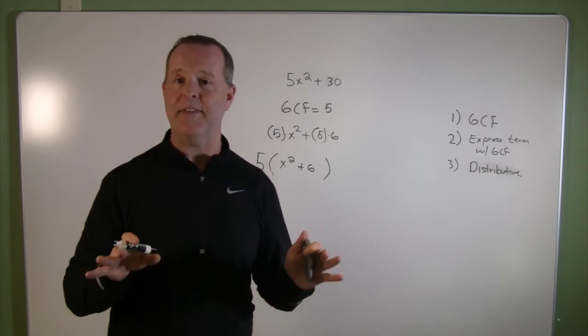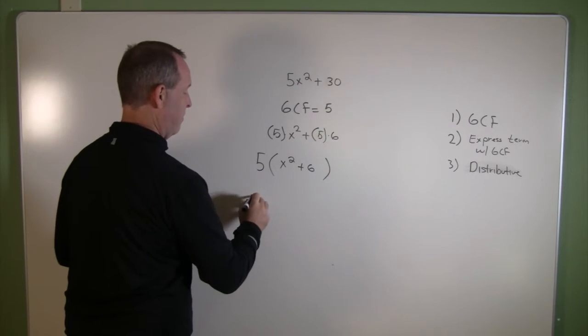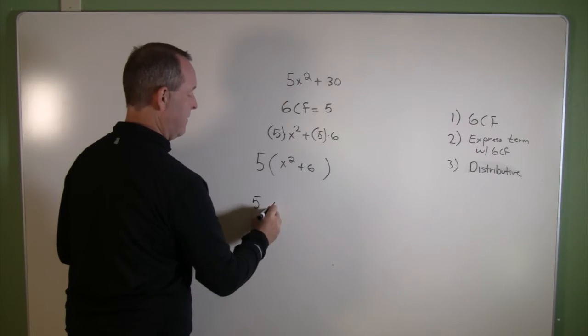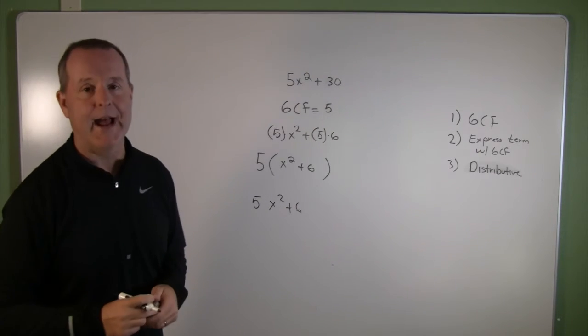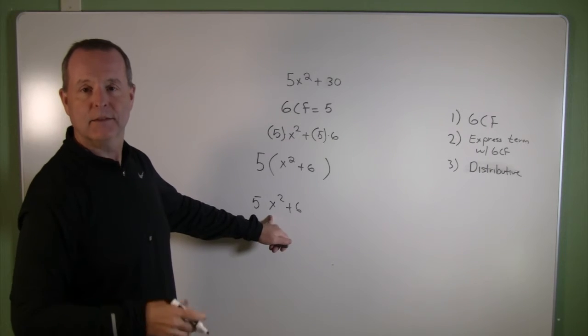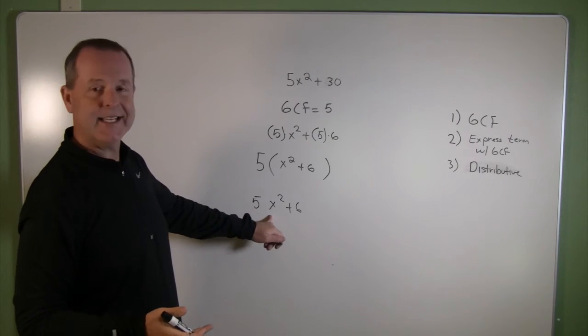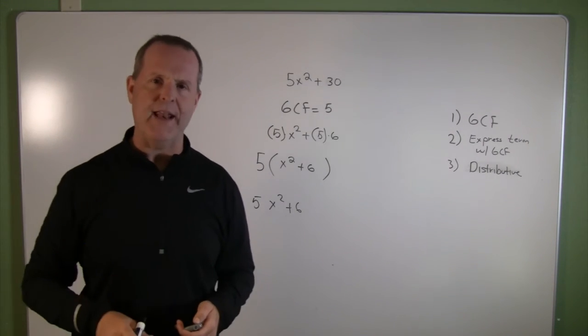A common mistake that I do see sometimes is that we'll forget these brackets and I'll pull out a 5 and then I'll leave the x squared plus the 6 written like that. Well, that's an incorrect result because, one, it doesn't get to what we started with. So just be careful of that as we continue.